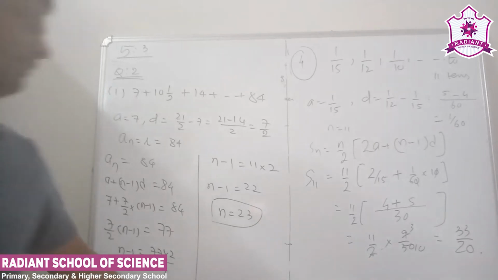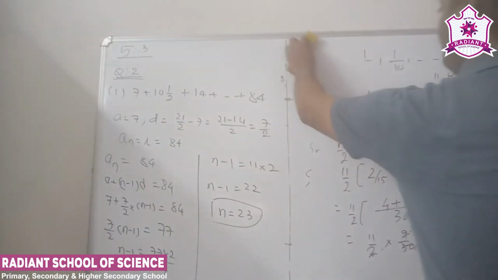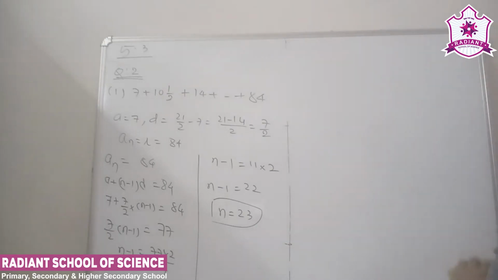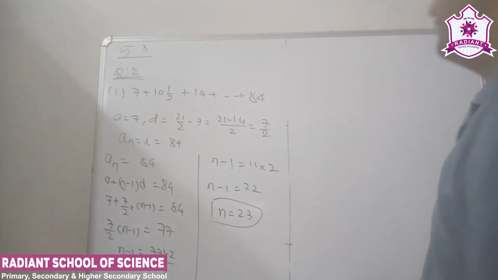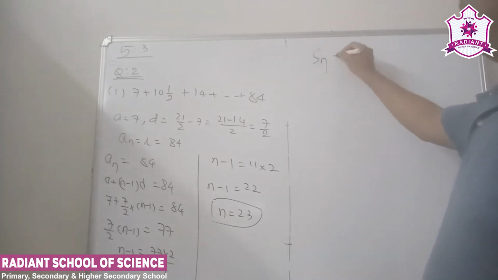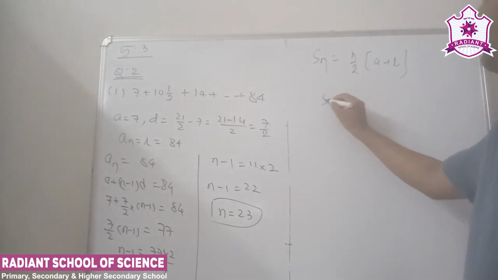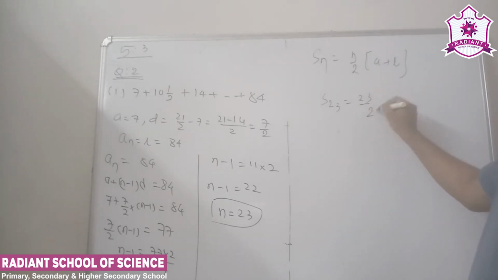But we want to find the sum of all these terms. So what is the formula when the last term is given? Sn is equal to n by 2 into (a plus l). So our formula, when the last term is given, Sn is equal to n by 2 into (a plus l). So S23 is equal to 23 by 2. First term 7, last term 84 in this arithmetic series. So here 23 by 2 into, add this normally, 7 plus 84, so 91.